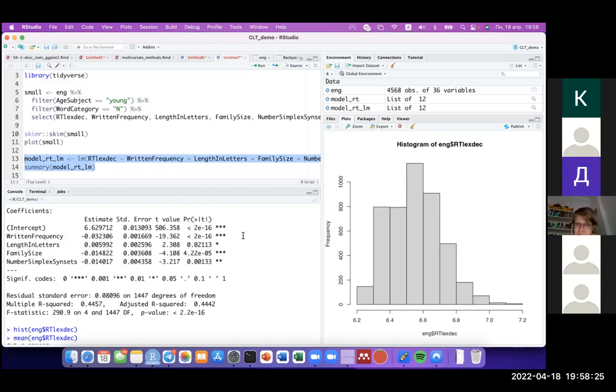So don't worry. But as far as I understood it before, three asterisks means that this variable is important and it shows a fact. And if there are no asterisks, then it is not important at all. So the more asterisks, the better the fact.